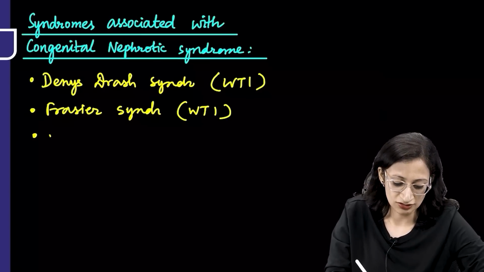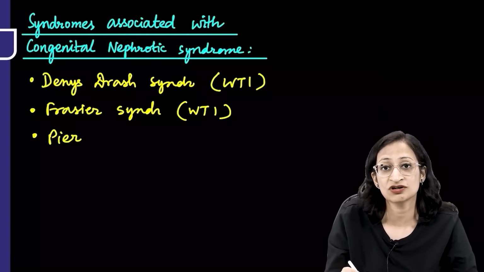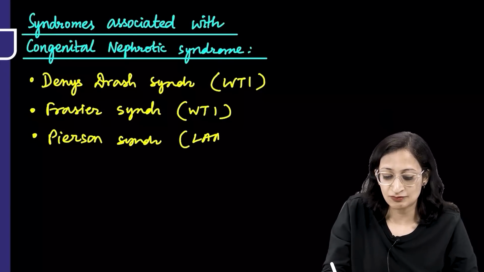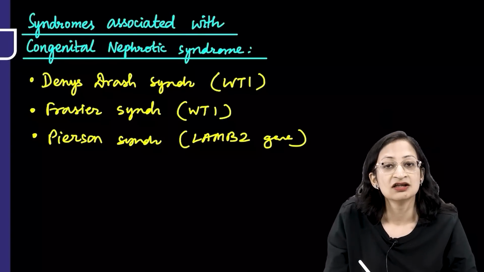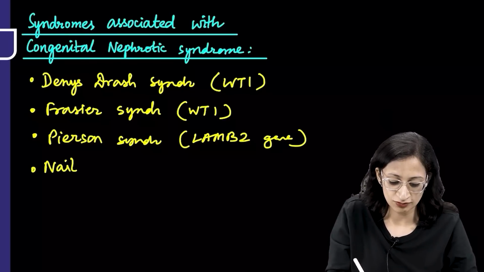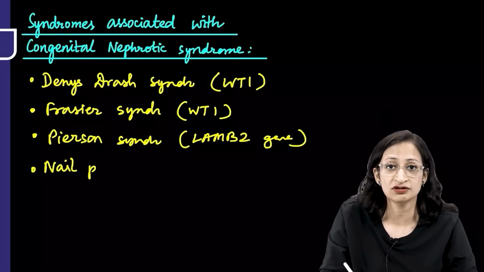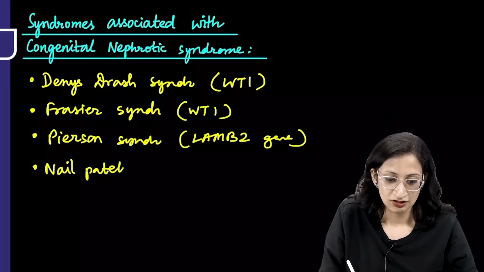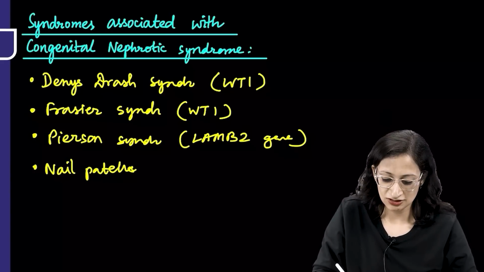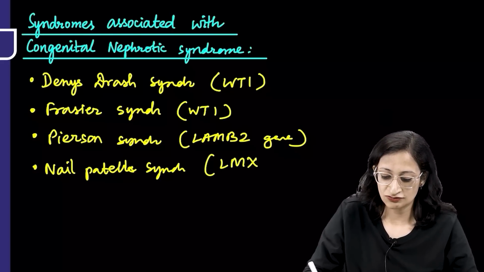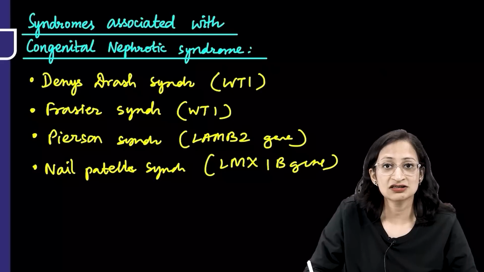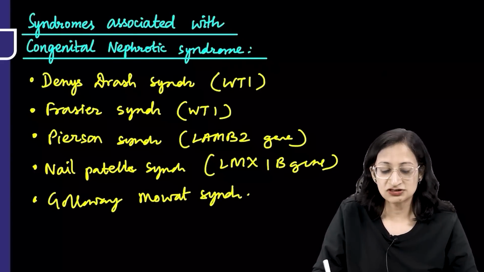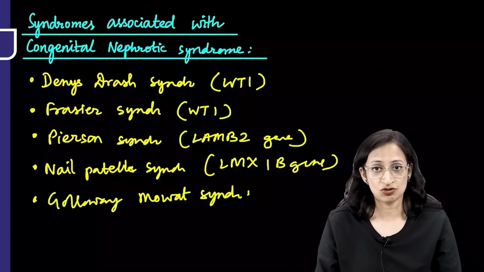There is a Pierson syndrome. This is different from the Pearson marrow syndrome where there is exocrine pancreatic deficiency. The spelling is different. This is Pierson syndrome, where the gene involved is the LAMB2 gene. Then you have nail patella syndrome. At least the names you should be familiar with, that congenital nephrotic syndrome is associated with these syndromes. The nail patella syndrome is associated with the LMX1B gene. And there is a Galloway-Mowat syndrome, where the exact genetic cause is not delineated yet. So these are some of the syndromes associated with congenital nephrotic syndrome that we must be aware of.